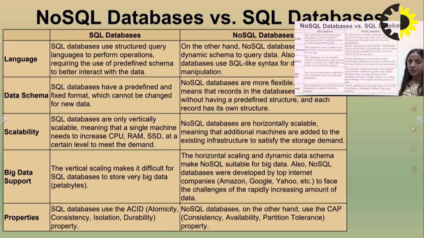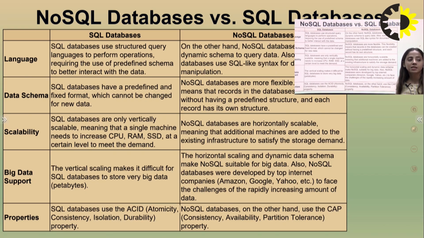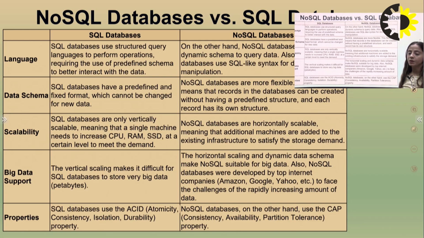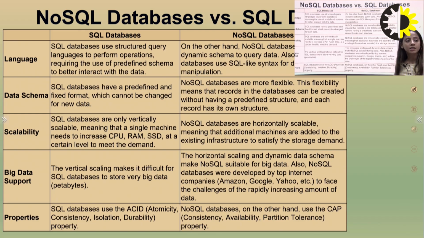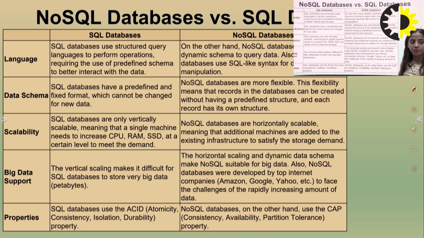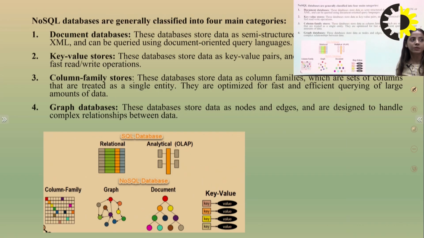Now, based on properties, we can differentiate as SQL databases use the ACID properties, where A stands for atomicity, C stands for consistency, I stands for isolation, D stands for durability, and these are the ACID properties which are supported by SQL. NoSQL databases, on the other hand, use the CAP property: consistency, availability, partition tolerance.